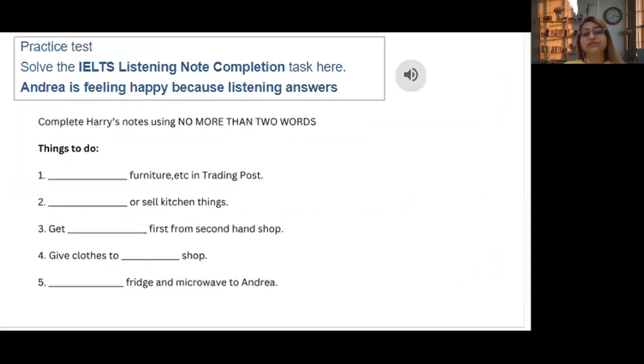Okay, now let's look at the note completion task here. First, read your questions. You have a no more than 2 words instruction. You cannot write 3 words here. And then I'll be playing the recording for you.